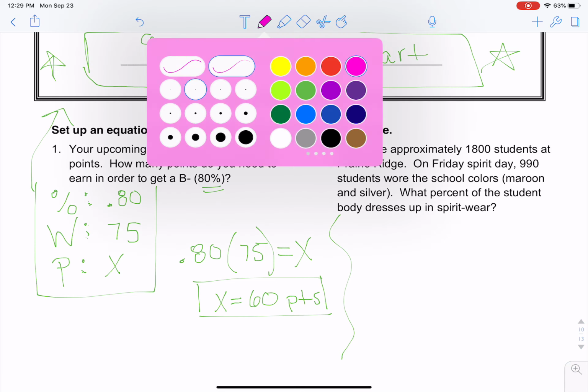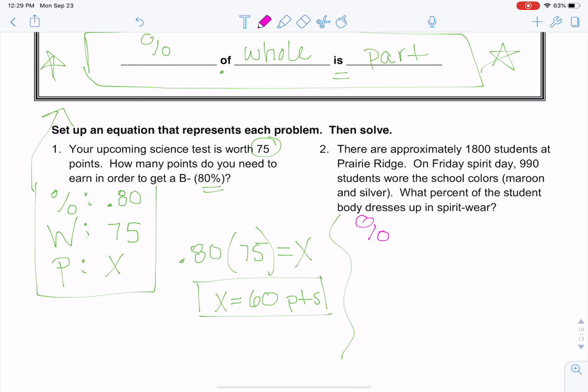All right, let's try the next one. I'm going to change colors here. I'm going to do the same thing: percent, whole, part. That's what I'm looking for. One of those is going to be missing. I need to figure out what it is. There's approximately 1,800 students at Prairie Ridge. That's how many total students I have, the whole amount. On Friday Spirit Day, 990 students wore school colors. That's part of the whole. That means I'm looking for the percentage of students that wore spirit wear.